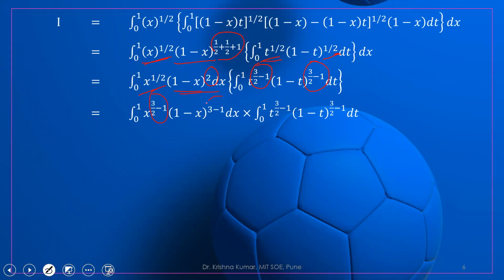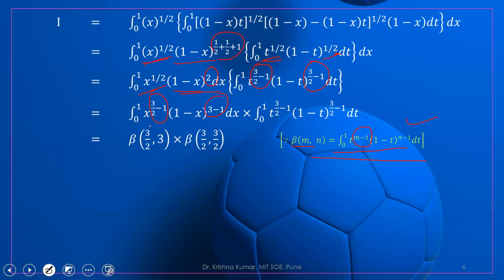X square can be written as 3 minus 1. So this is nothing but a beta of m, n. It is integration under the limit 0 to 1, t to the power m minus 1, and 1 minus t to the power n minus 1. This is the formula. We have already discussed it. So if we apply this formula, what is this?